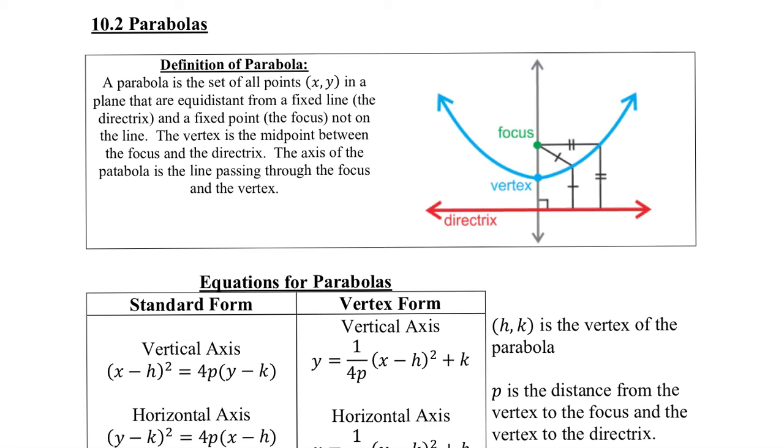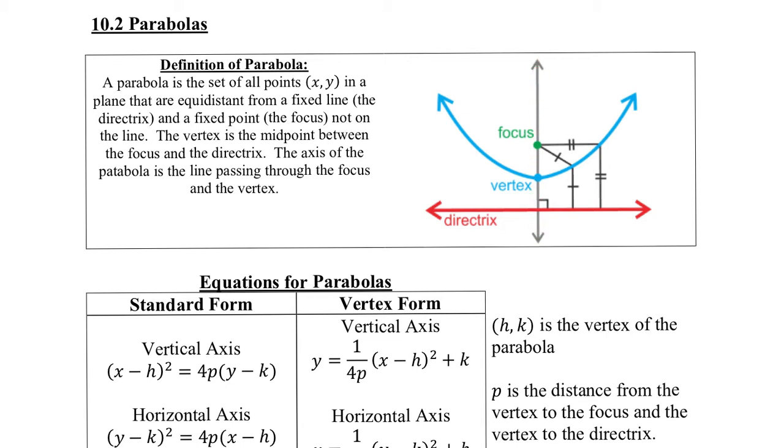Okay, in this section we're going to cover 10.2 parabolas. This is the formal definition of a parabola. You do not have to copy this down. A parabola is the set of all points (x, y) in a plane that are equidistant from a fixed line, which is called the directrix, and a fixed point, the focus, which is not on the line. The vertex is the midpoint between the focus and the directrix. Here's the focus. The vertex is between the focus and directrix. The axis of the parabola is the line passing through the focus and perpendicular to the directrix.